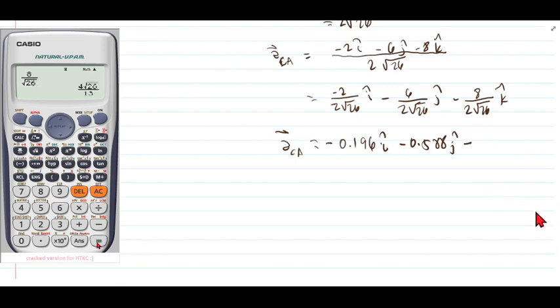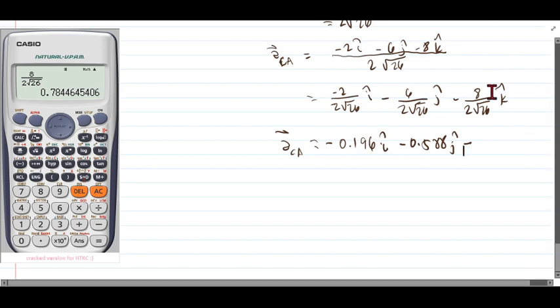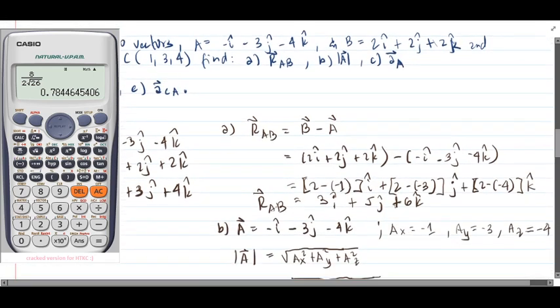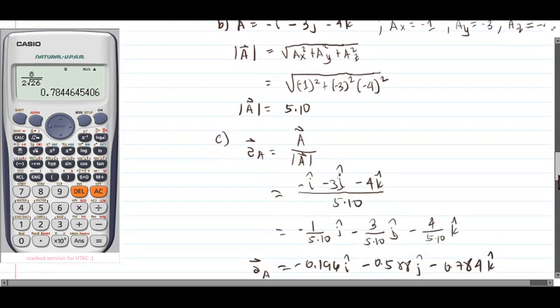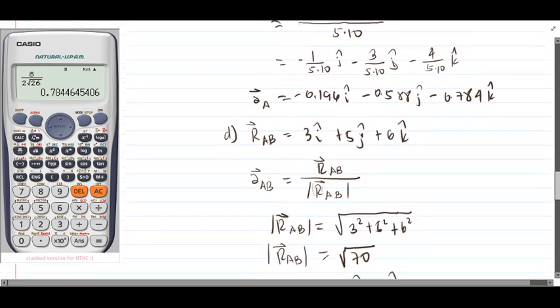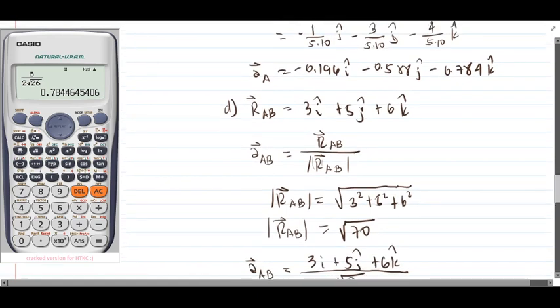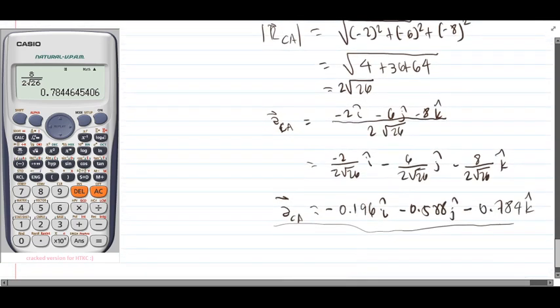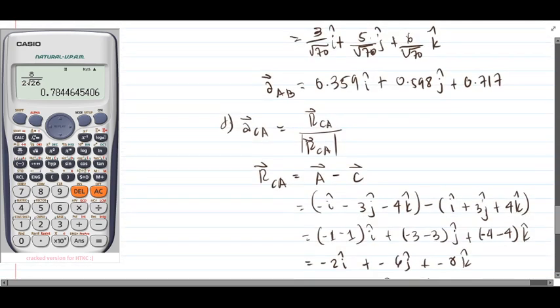So that will be equal to, so we forgot here to put the 2, no? 2 square root of 26. So it will be equal to 0.784. So negative 0.784 k hat. So this will be our answer. So we have solved for each of the requirements of the problem. No? So we have here our vector RAB, then the absolute value of vector A, the unit vector of vector A, then the unit vector for RAB, and the unit vector for CA. No, let's just check. So this is E. Okay.